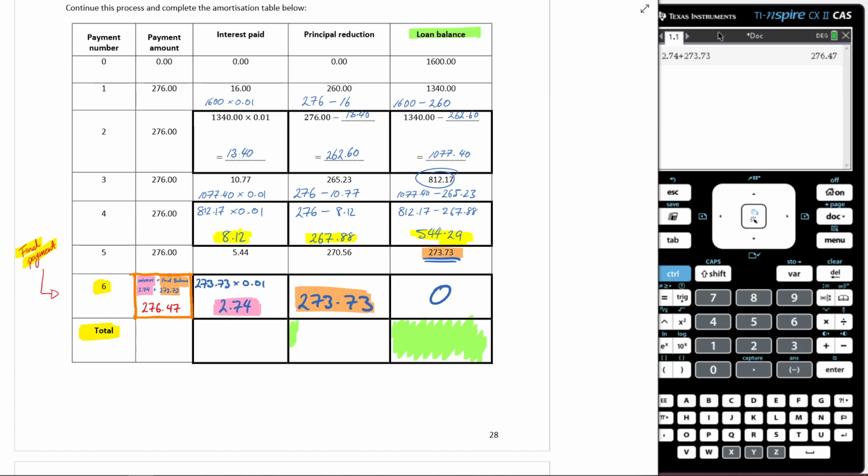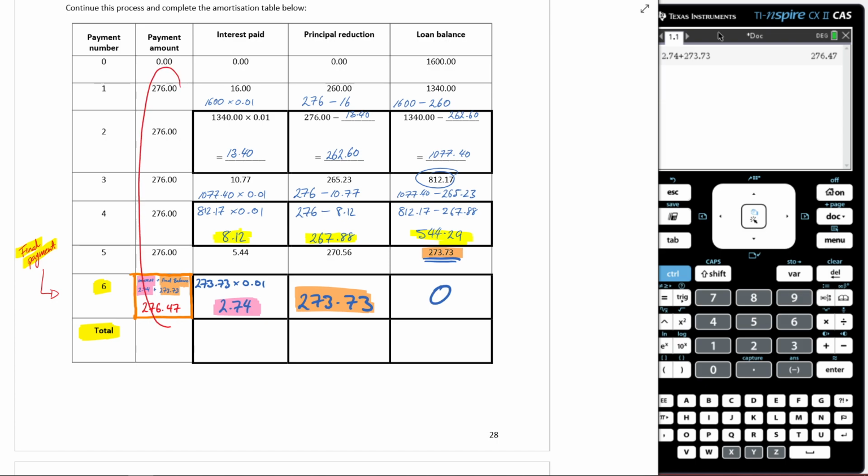Also, we don't have to write anything here because it doesn't make any sense to talk about the total principal reduction either. So those two things I'm just going to leave blank. What we can talk about, definitely, is the payment amount. So what is the total payment amount? How much have you paid in total? That makes perfect sense to talk about.